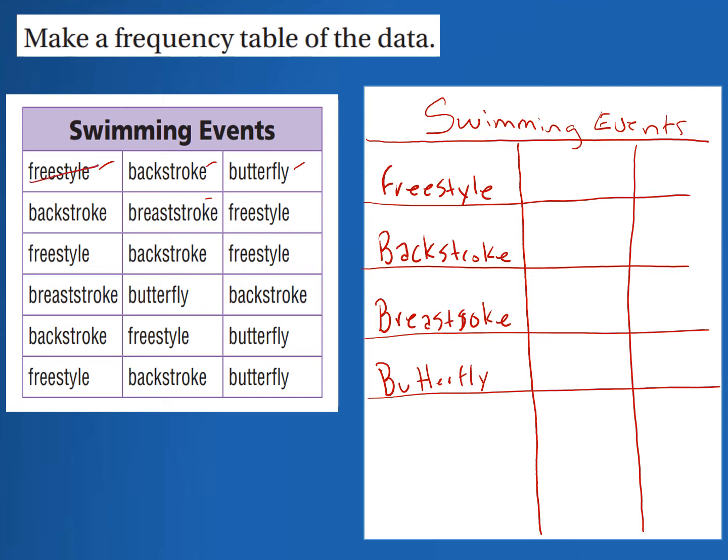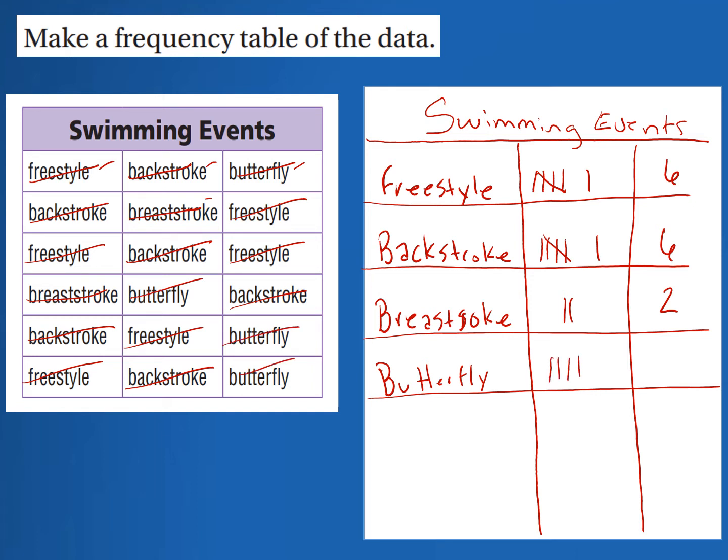So 1, 2, 3, 4, 5, 6. So I got 6 freestyle. Backstroke, 1, 2, 3, 4, 5, 6 backstroke. Breaststroke, 1, 2, 2 for breaststroke. And lastly, butterfly, 1, 2, 3, 4.